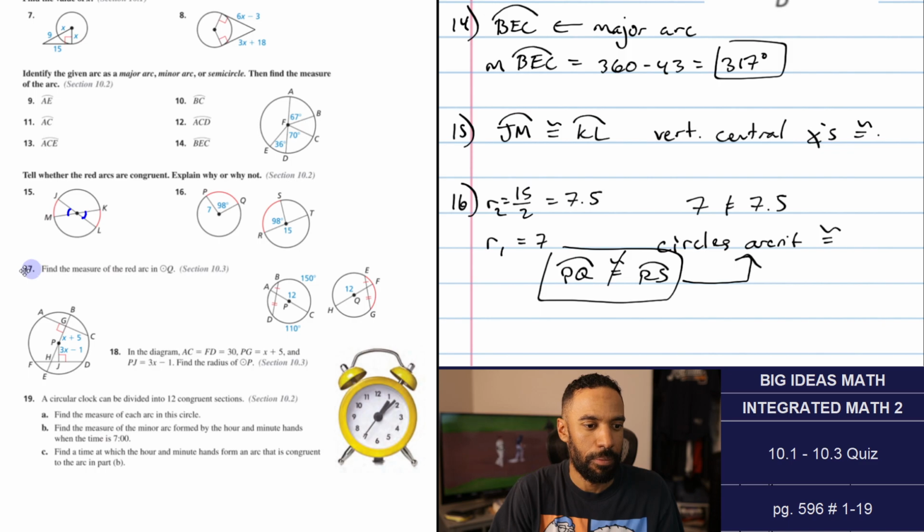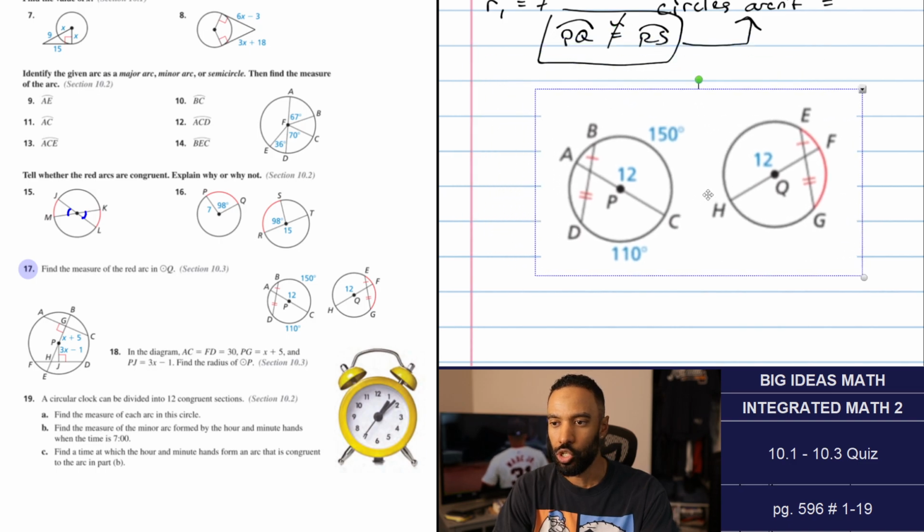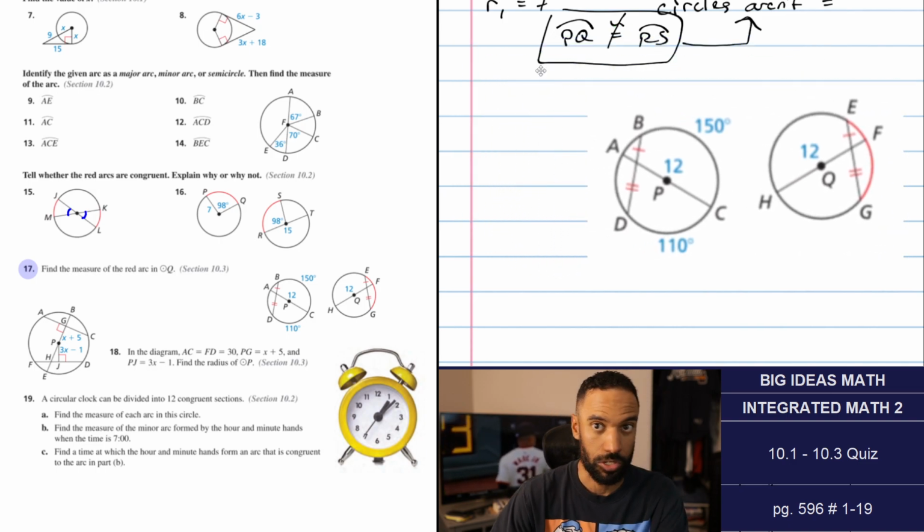They say find the measure of the red arc in circle Q. Now we have two different drawings. I feel like I want to bring them out over here. This is part of section 10.3 now. I don't know what to do with it yet. I haven't seen these questions before.